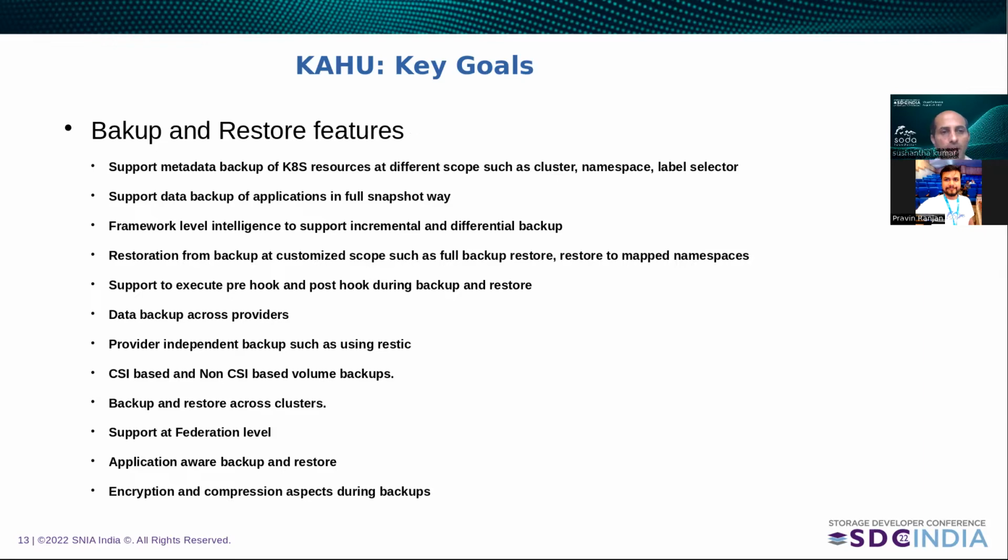The main thing is backup and restore features, mainly related to different granular levels of backup, different options provided during the backup, and also the scope at what level we want to take a backup. And also some mechanisms, like whether we want CSI based snapshotting or some non-CSI vendor based snapshotting. And also aspects like encryption and compression, which are parameters to be considered during backup and restore. So this is the elaborated list of key goals for KAHU.